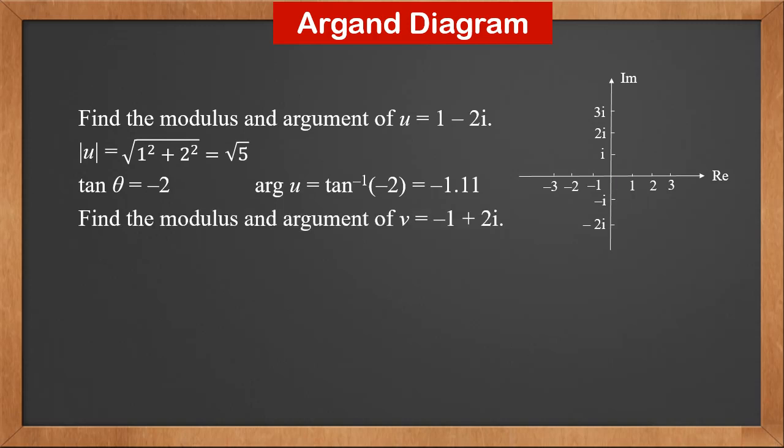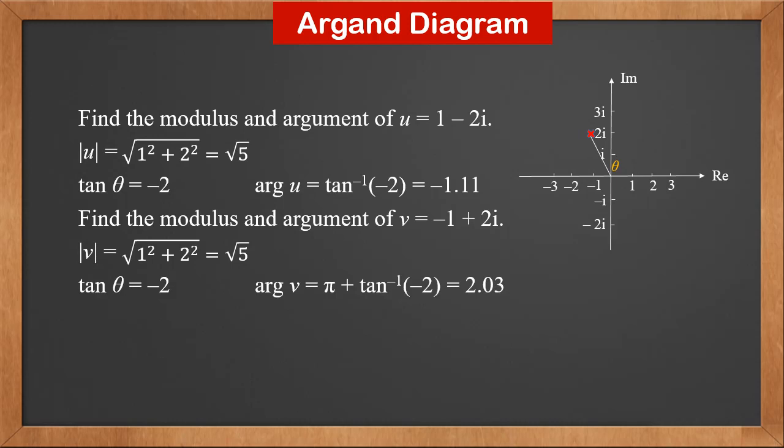Find the modulus and argument of v equals -1 plus 2i. Let's plot it in the Argand diagram. It's in the second quadrant. V's modulus is √(1² + 2²), which is √5. Tangent theta is also -2, but it's in the second quadrant. So arg v is π plus inverse tangent of -2, which is 2.03.